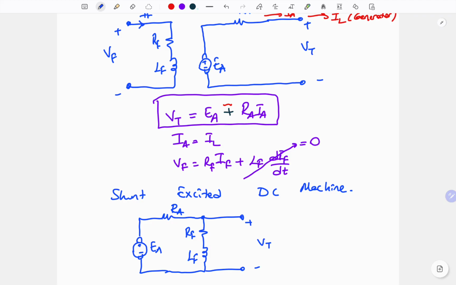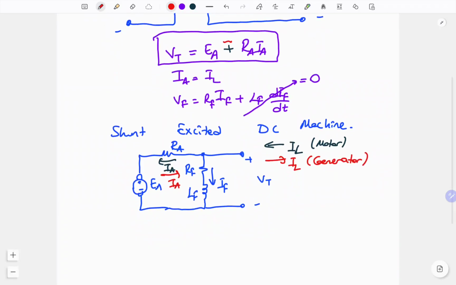Let's examine the operation. By the way, for motor or generator, it doesn't matter, the IF direction will not change. For the motor, IA and IL will come from the terminal part during the motor operation, but for the generator operation, IA and IL must be out of the circuit.